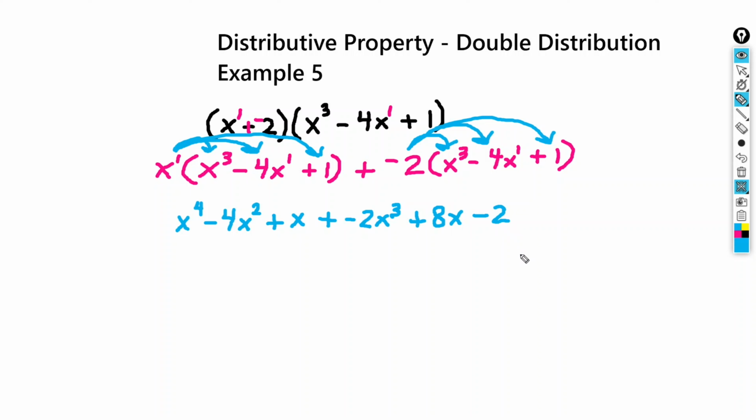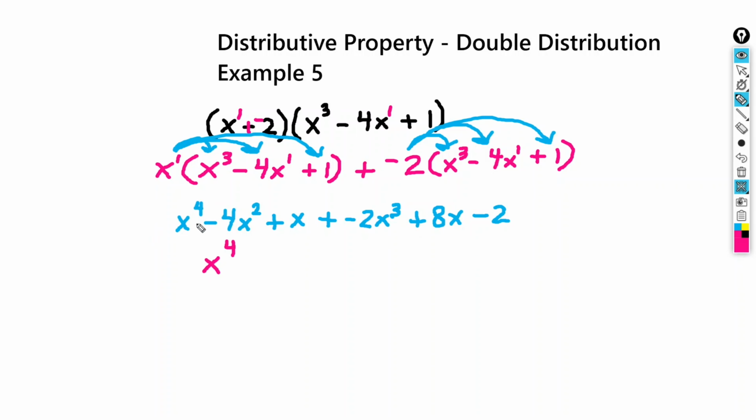Now, to really simplify this out, we want to combine our like terms. So we want to take a look and see, well, what do we have like each other that we can combine? So if I look at x to the fourth here, I'm looking all the way across. I have nothing like x to the fourth. So I'm just going to go down here and write x to the fourth. And what I'm going to do is, as I combine these, I'm going to cross them off. So I know that I'm done with combining them.